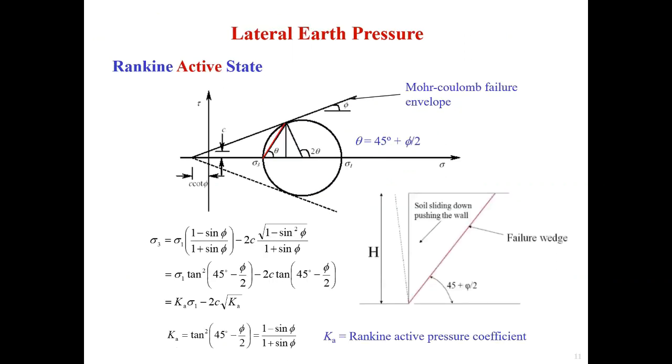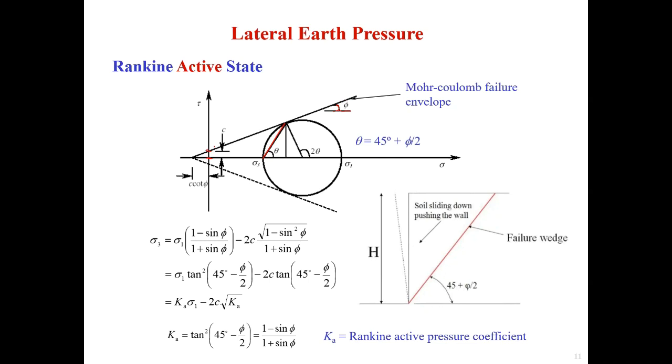So for the Mohr-Coulomb failure envelope, previously we have learned the inclined angle with the horizontal line is the friction angle of the soil. We already have discussed this in the previous lectures and also in the tutorial class. So if this is the Mohr-Coulomb failure envelope, this included angle is the friction angle of the soil, and the intercept with the vertical axis is the cohesion c.